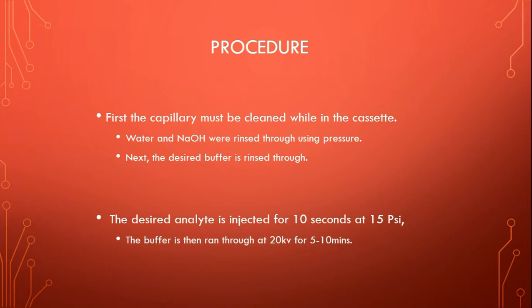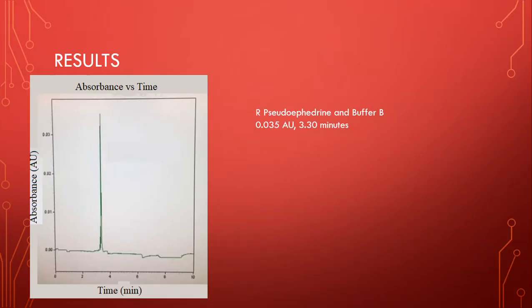And then your desired analyte is injected for 10 seconds at 15 psi, and then the buffer is run through at 20 kilovolts for 5 to 10 minutes. And this just allows the buffer to carry the analyte through and past the detection window, which gives us our graph.